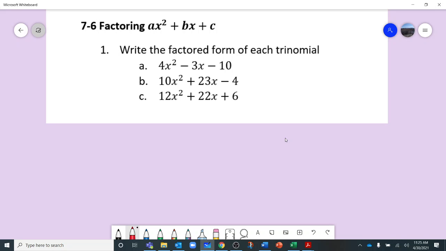7-6. This time now we have an A, so it's going to make things a little bit more complicated, I guess. So let's start with A. We have 4x squared minus 3x minus 10.